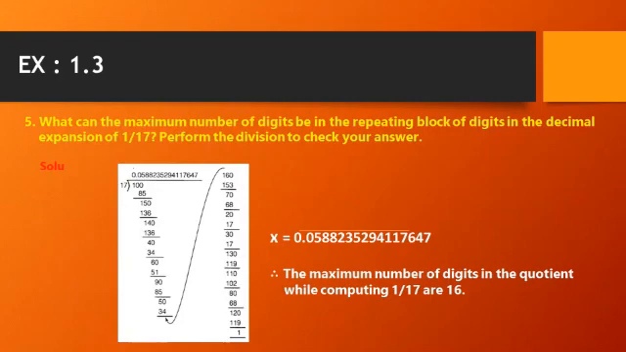In the question they have already given it as a repeating block of digits. We have to calculate only the maximum number of digits in the repeating block of digits. So in the 17th place it again starts repeating. Hence we can conclude that the maximum number of digits in the quotient while computing 1 by 17 is 16.